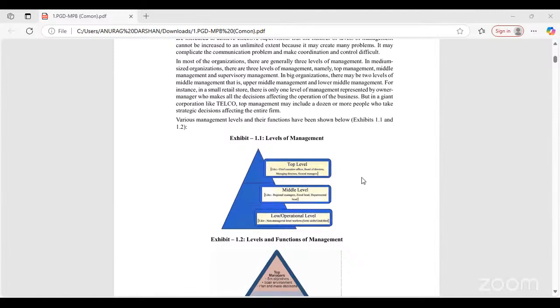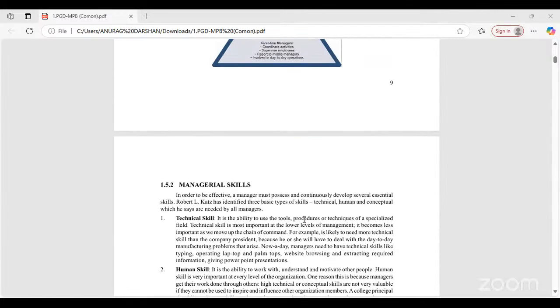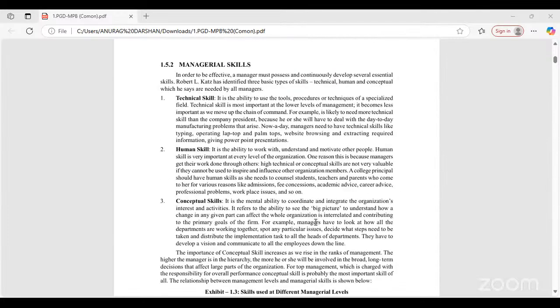Generally you have three levels: the top level, the middle level, and the lower level. As I said, the top level will always be taking the decisions. The middle level will try to execute the decisions, and the lower level are the people who actually work on the goals. For effective management, you need to have managerial skills. Now, what do you mean by managerial skills? There are three types of skills: technical skills, human skills, and conceptual skills.